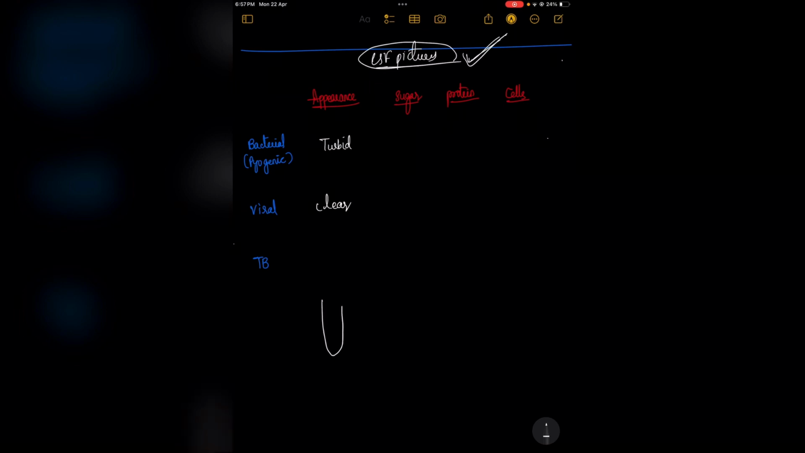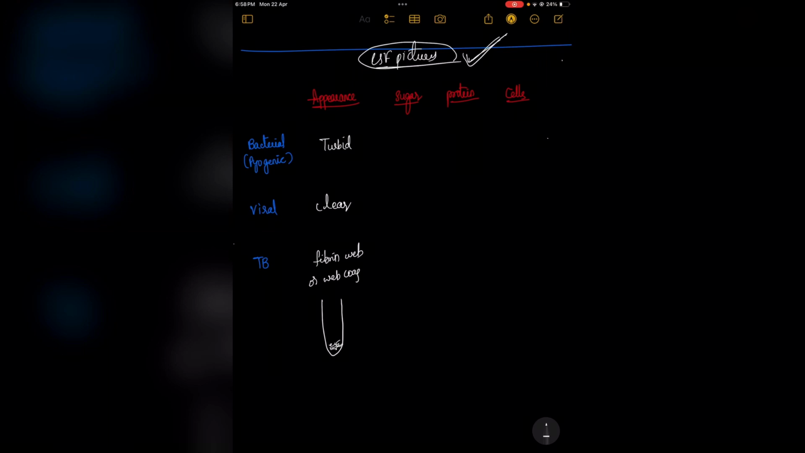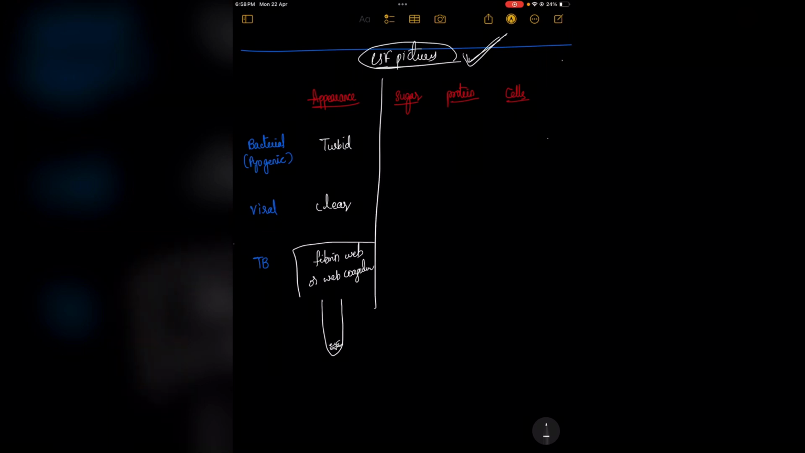contain some fibrin web-like structure that is called fibrin web or web coagulum. This is the very important gross feature finding of TB meningitis. This is a very important MCQ previously asked.